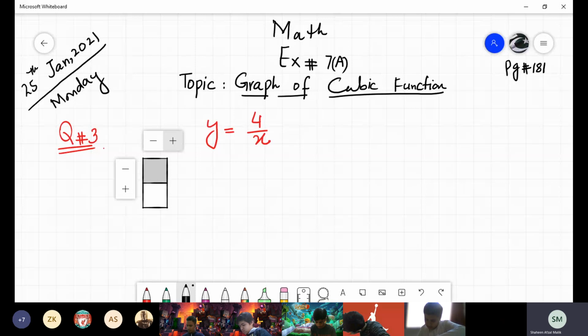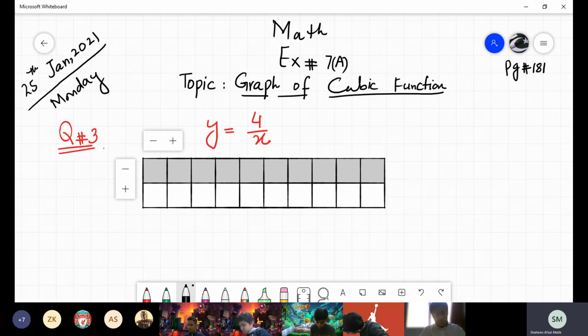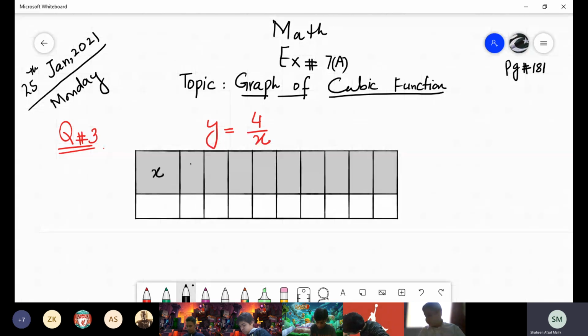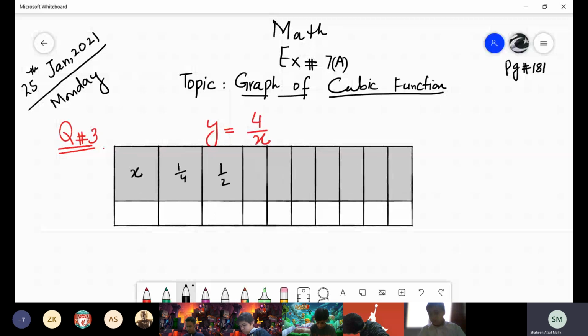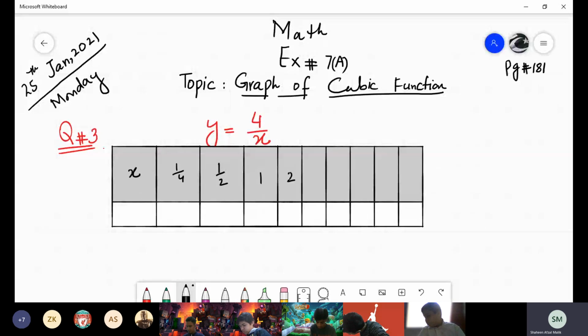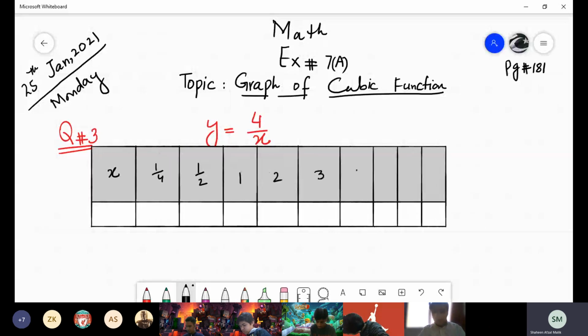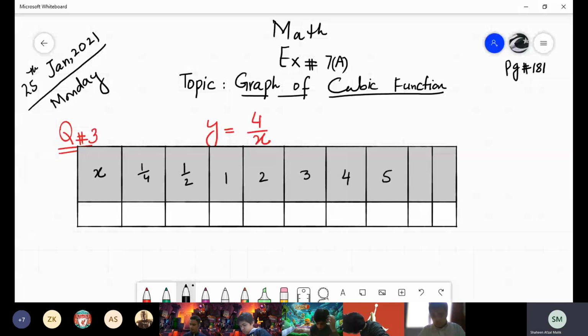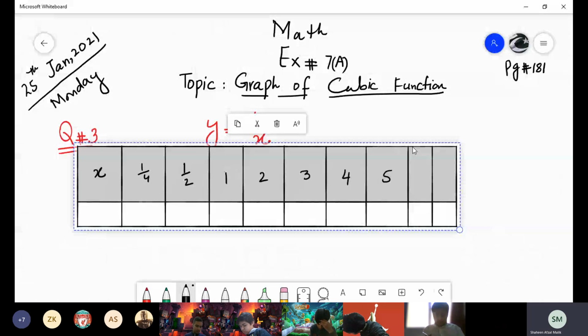Yes. How many lines do we have to draw? 1, 2, 3, 4, 5, 6, 7, 8. So what are the x values given to you? The x values are 1 by 4, 1 by 2, then 1, 2, 3, 4, 5. These are the extra boxes, so we have to remove these two boxes. We don't want these two.